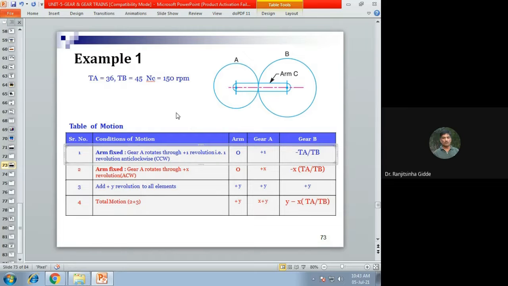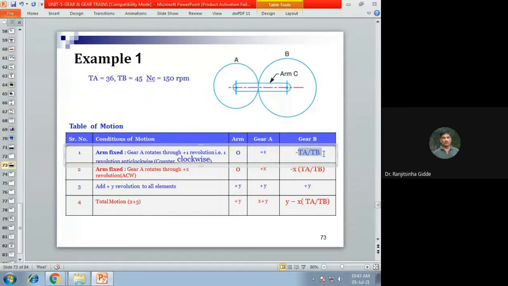So anti-clockwise, that means counterclockwise, that is also one of the words. Sometimes they are going to give the condition as counterclockwise also. Okay, so arm is fixed, here we have written 0. Gear A rotates through plus 1 revolution, therefore plus 1 revolution for this A.